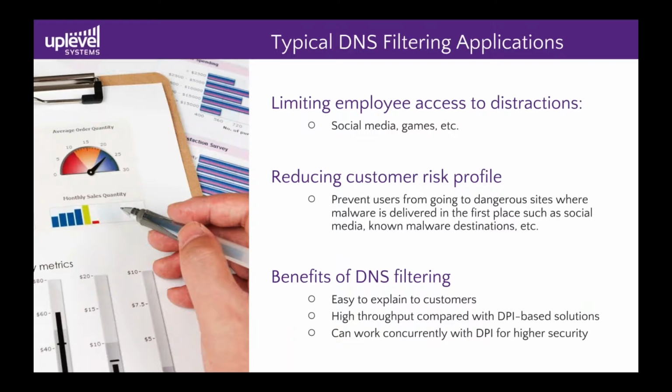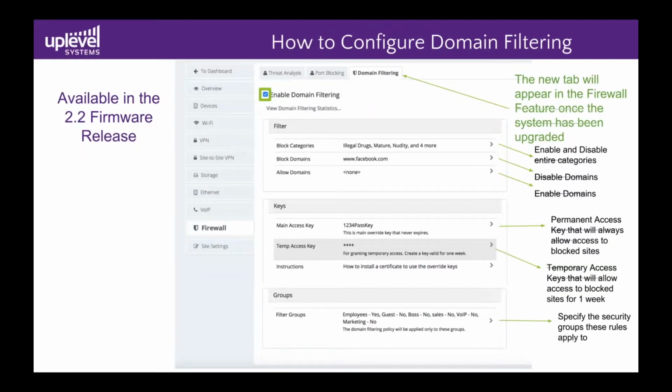Domain filtering is important to limit employees' access to distractions and other unwanted sites. This is a very easy and effective way to mitigate any potential risk associated with employee surfing or embedded malware attacks, and most importantly, it is incredibly easy to explain to customers the benefits and use cases of preventing employees from getting to unwanted sites. DNS filtering also allows a much higher throughput than traditional or other DPI, meaning that you can use them both separately and together to have ample security of the network.